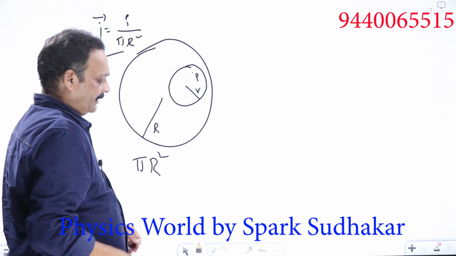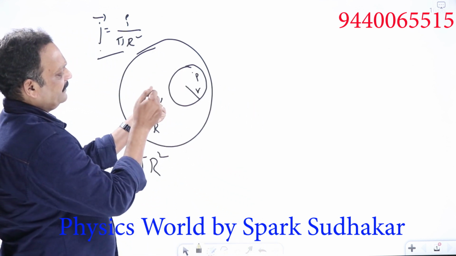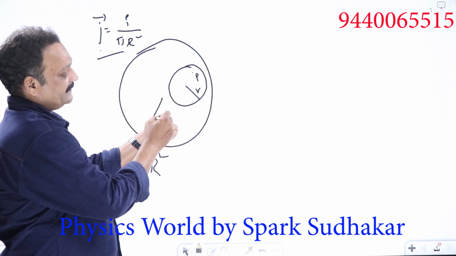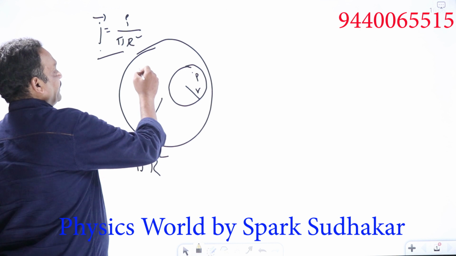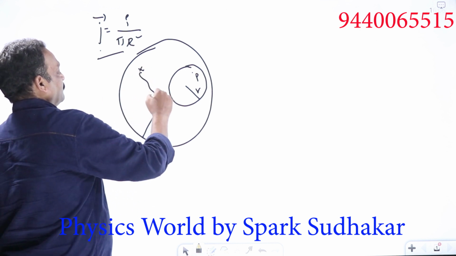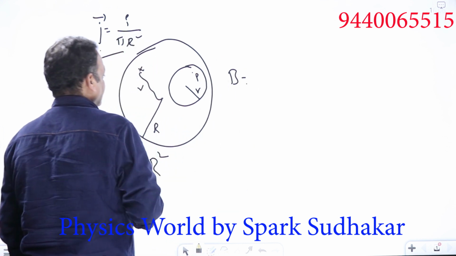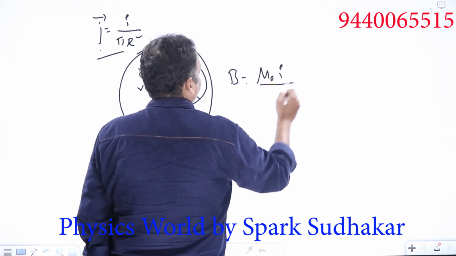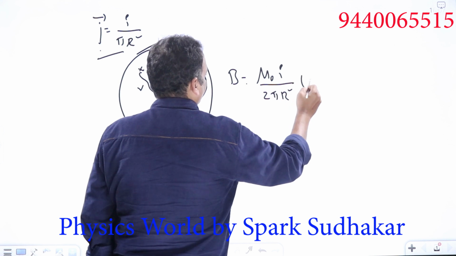What is the magnetic field at any point P inside this hole? Imagine a big solid cylindrical wire like this, in which there is some hole inside. What is the magnetic field inside? We have seen, as an application of Ampere's circuital law in our last lectures, the magnetic field at any point inside, at a distance small r. B equals mu naught I by 2 pi R square into small r.